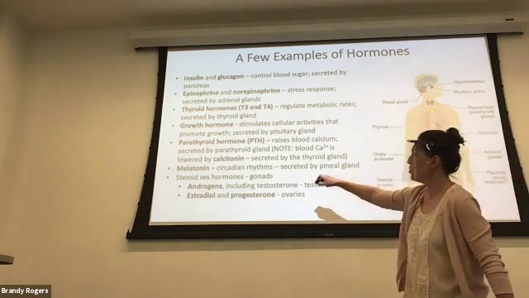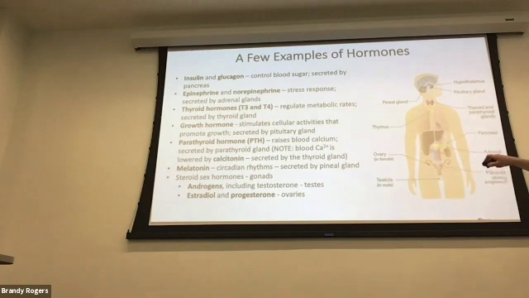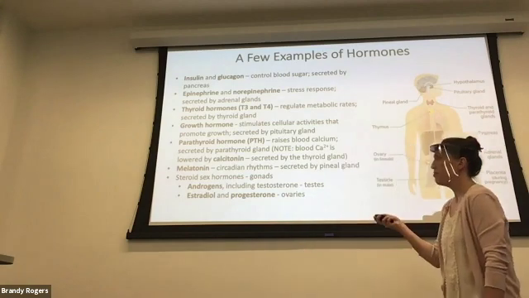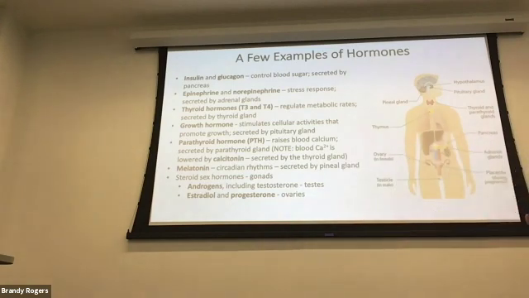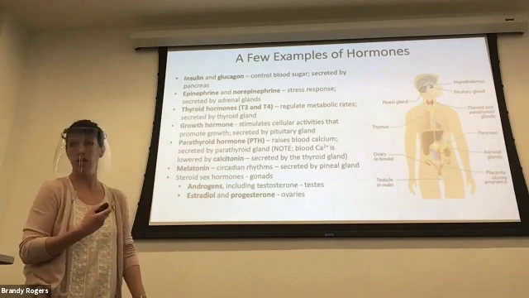And then your steroid sex hormones come from your gonads. So you've got androgens, including testosterone. So those are typically associated with male secondary sexual characteristics, and those come from your testes. And then you've got estradiol and progesterone that come from ovaries, so are more associated with female secondary sex characteristics. But both genders have some of both. It just has to do with how much of each one that we have, which dictates development, right? Which is one of the jobs of hormones.